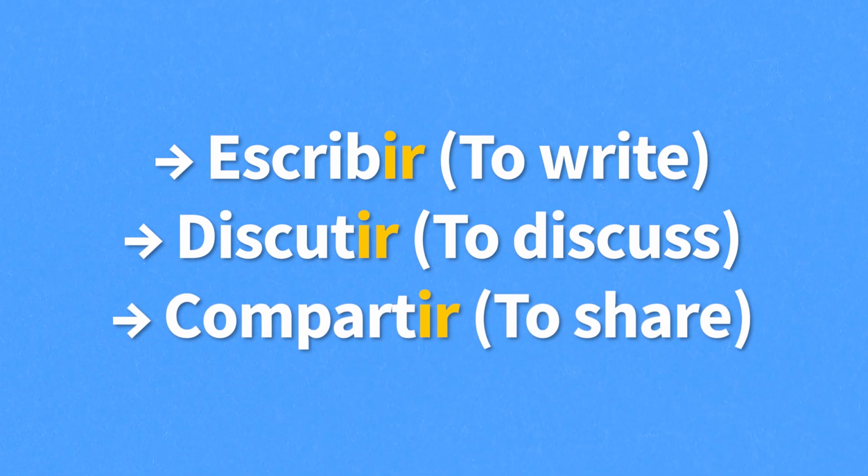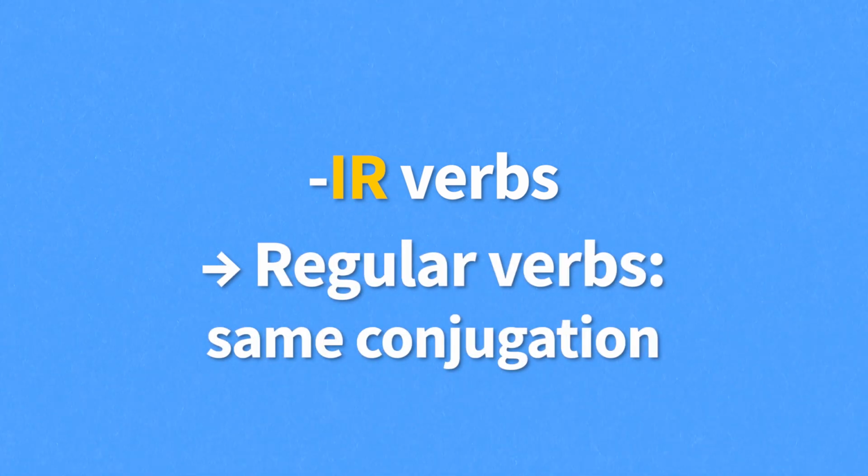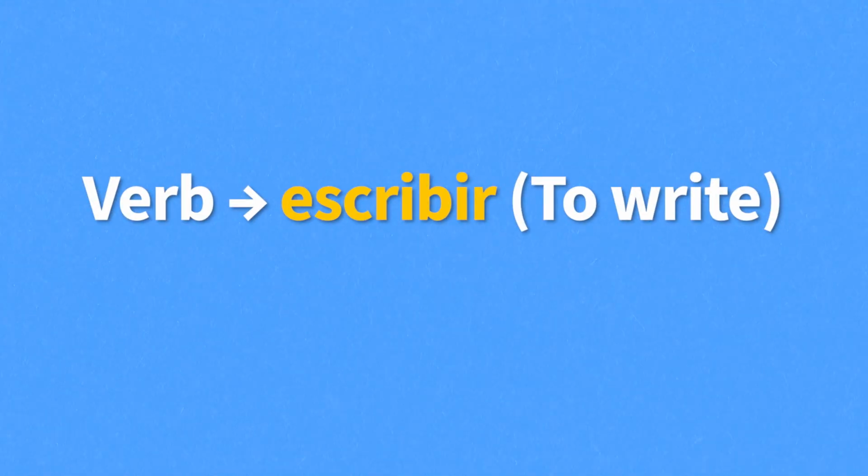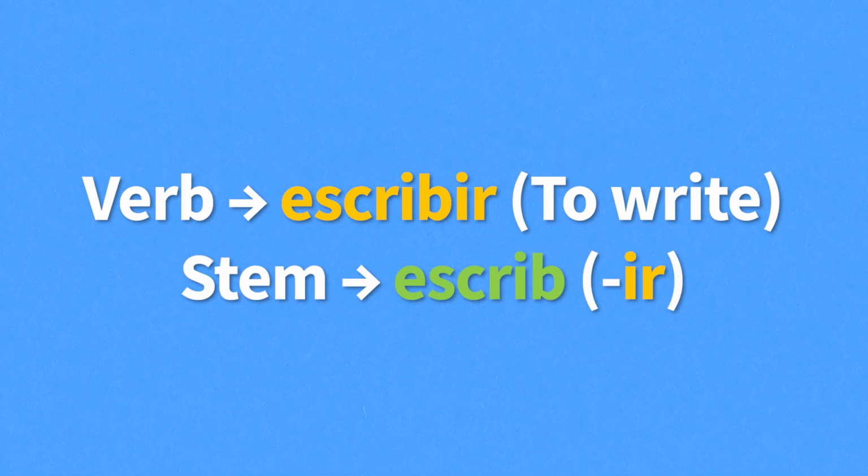So, how do we conjugate IR verbs? It's simple. The great thing about Spanish regular verbs is that you only have to learn how to conjugate one, and then you can conjugate any IR regular verb in the same way. So, as long as you know what the verb means and the main conjugation, you can conjugate any regular IR verb. Let's take the verb escribir, to write, for example. First, you take the verb in its infinitive form and drop the IR, so you're left with the stem. Then you add specific endings to this stem depending on the pronoun.